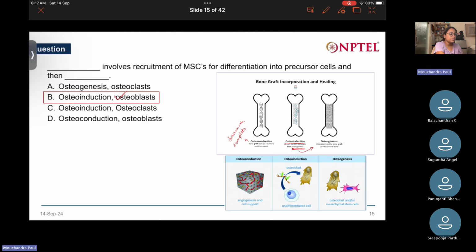So the first step, that osteoinduction, that actually helps, not the osteoconduction or osteogenesis that will come here. It is osteoinduction that will be appropriate here for this question, because during osteoinduction, the MSCs get stimulated, they get recruited. And once they are recruited, they will start differentiating in presence of some growth factors. So yeah. Is it clear?